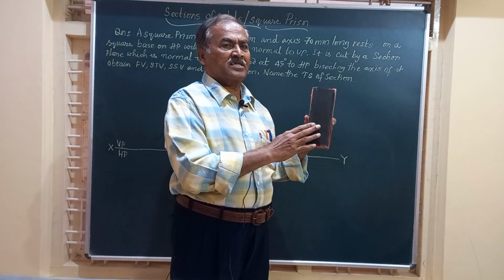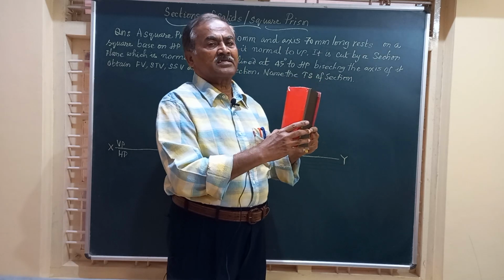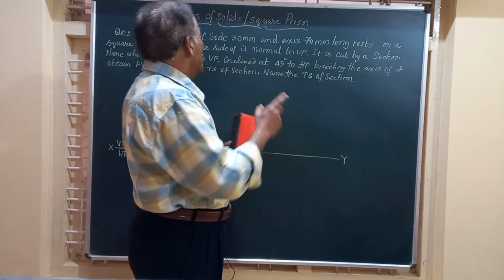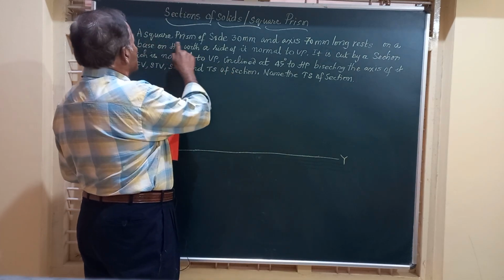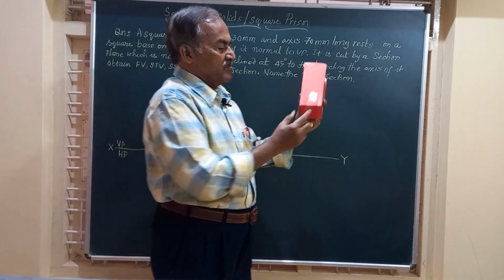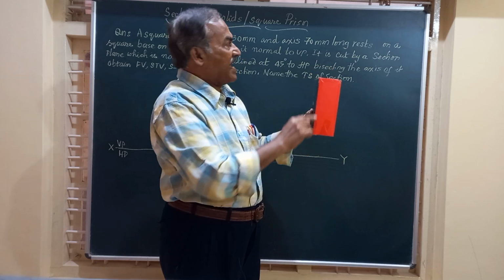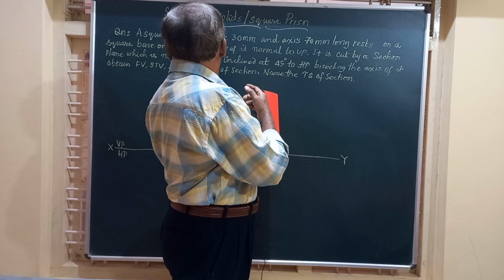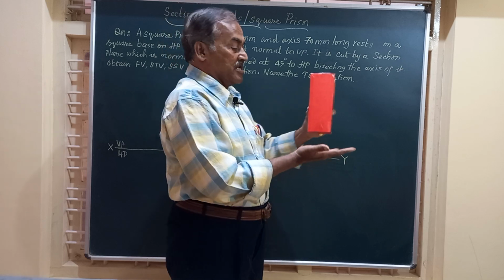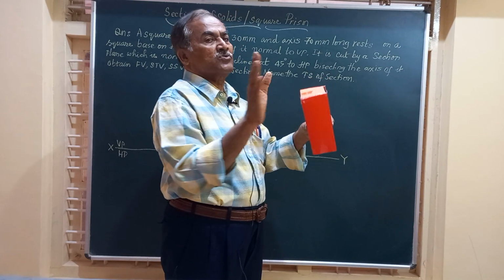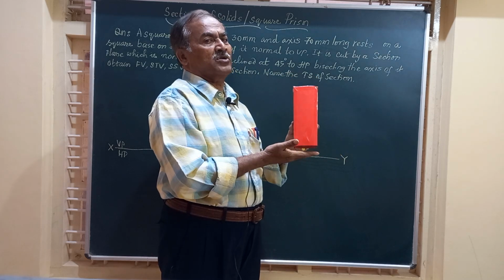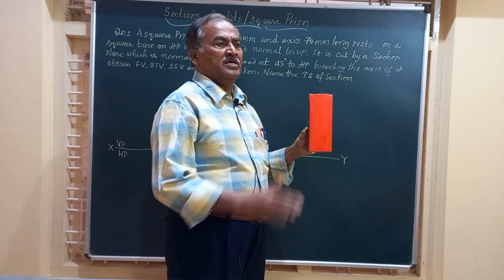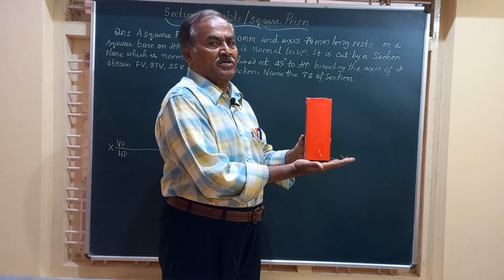four rectangles. And friends, here in the question for today's video, it reads like this: a square prism of side 30 mm and axis 70 mm long, rests on a square base on HP. So there are two square faces, one at the top and one at the bottom. This is a bottom square face, this is the top square face. It is resting on HP.